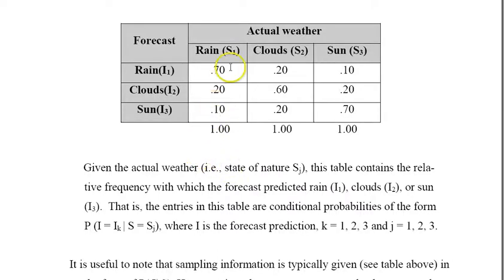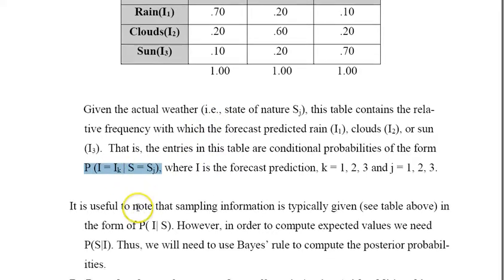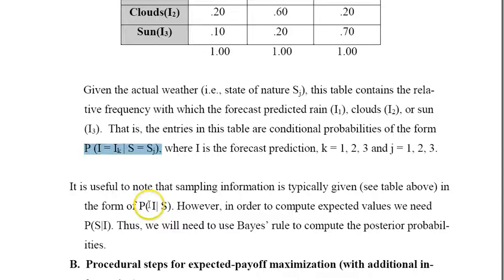But in this one, given the state of nature, we can tell if it's going to be rain, cloud, or sun, but that's not really what we want. What we want is the probabilities of the state of nature given the forecast. So we are here talking about conditional probabilities, and so we have to refer to Bayes' rule. So in this case, you have to go back and review Bayes' rule to be able to follow this and understand it fully. So the entries of the table are conditional probabilities of this form: P of I_k given S equal S_j. But in order to be able to use them, we need the probabilities to be of the form S given I, not I given S. Okay.